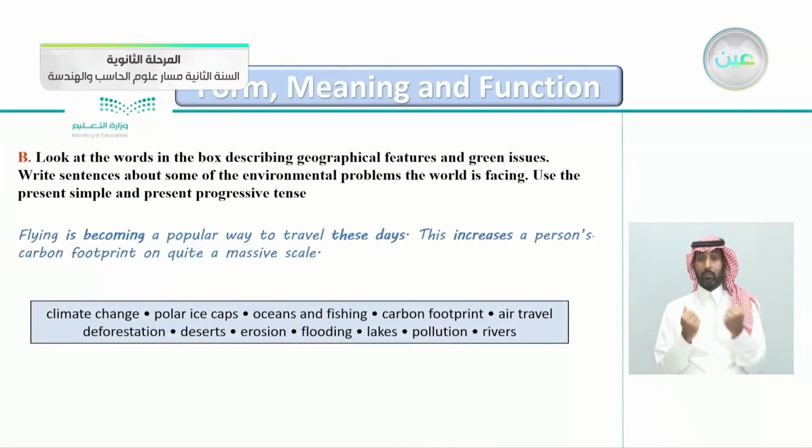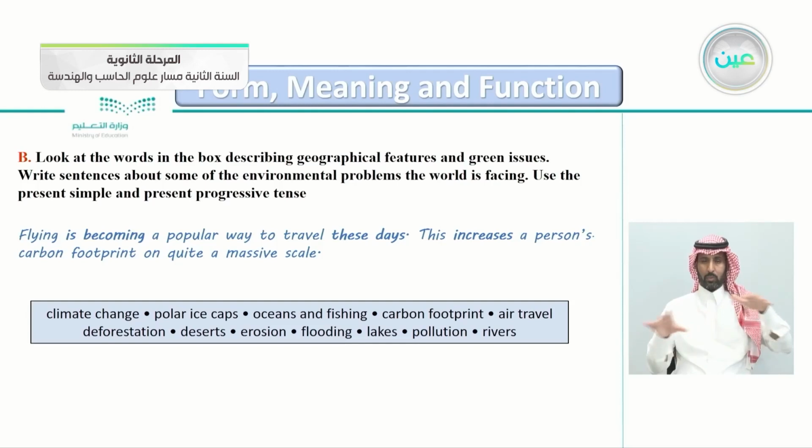Exercise B: look at the words in the box describing geographical features and green issues. Write sentences about some of the environmental problems the world is facing. Use the present simple and the present progressive tense. Here's an already done example for you: Flying is becoming a popular way to travel these days. This increases a person's carbon footprint on quite a massive scale.